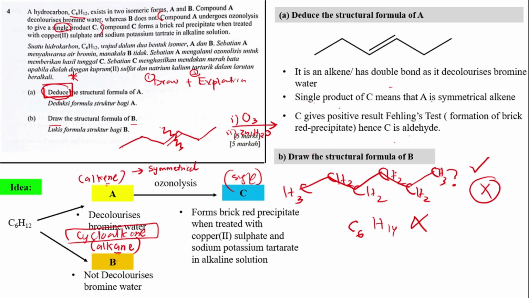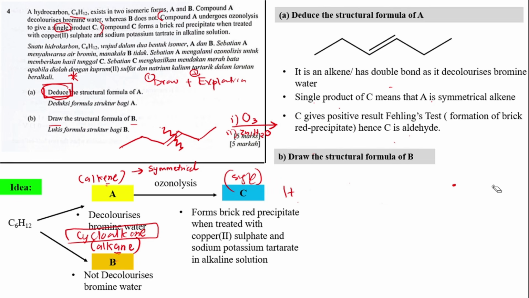So contoh cycloalkane yang kita boleh bagi, we can try to make a 6-membered cycloalkane, 6-membered ring. Let's say 1, 2, 3, 4, 5, and 6. So when you count the number of carbon, you're going to get 6 carbon, and then your hydrogen, H and H, multiply by 6. So we're going to be C6H12. So this one is correct.